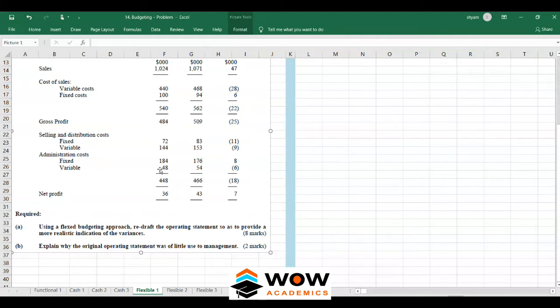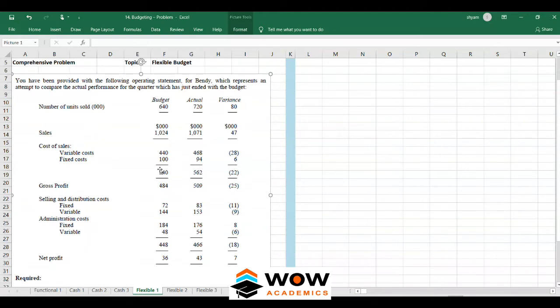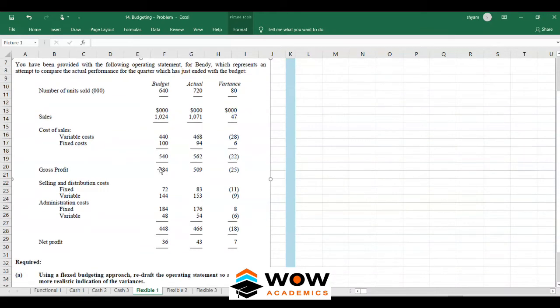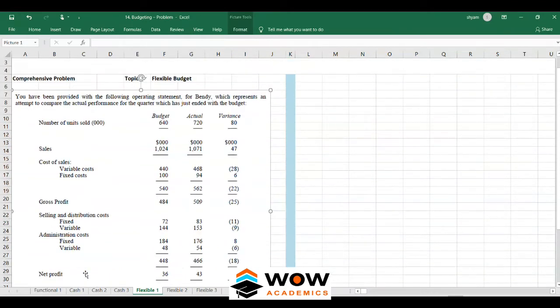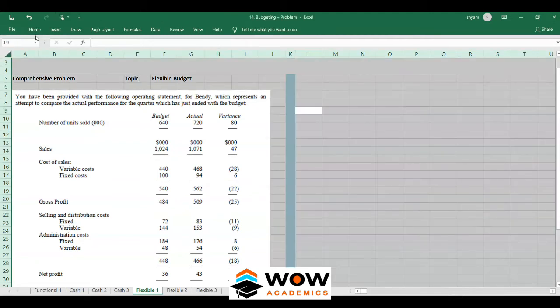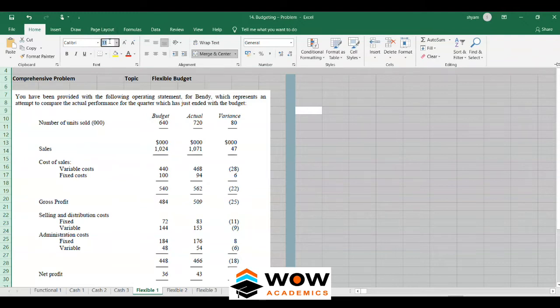So they have given us some data and we have to redraft it in terms of a flexible budgeting, and we have to work out. So we have already seen in the theory video that flexible budgeting refers to conversion of the budget units into actual units terms, but the amount per unit should be in terms of the budget. So we have to work out this problem and see how flexible budgeting works.